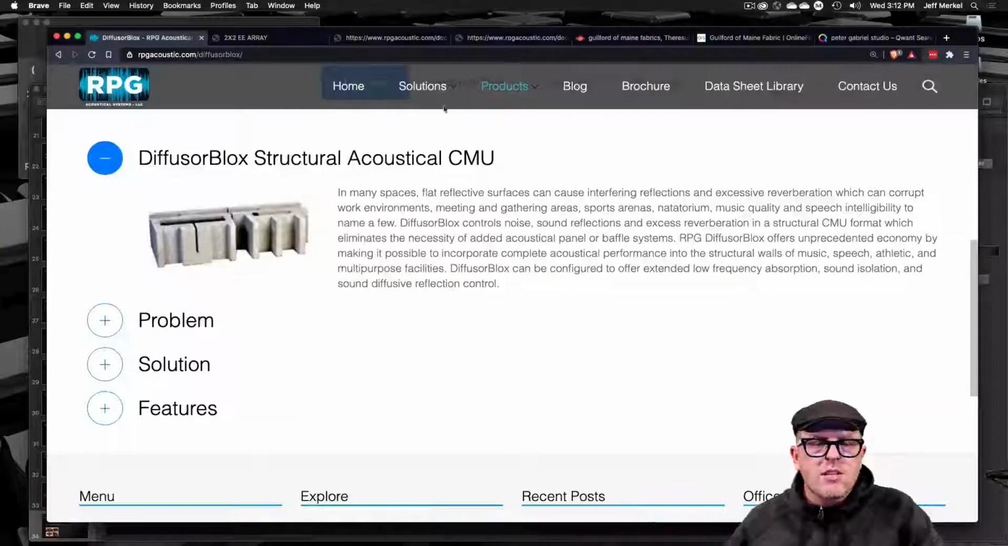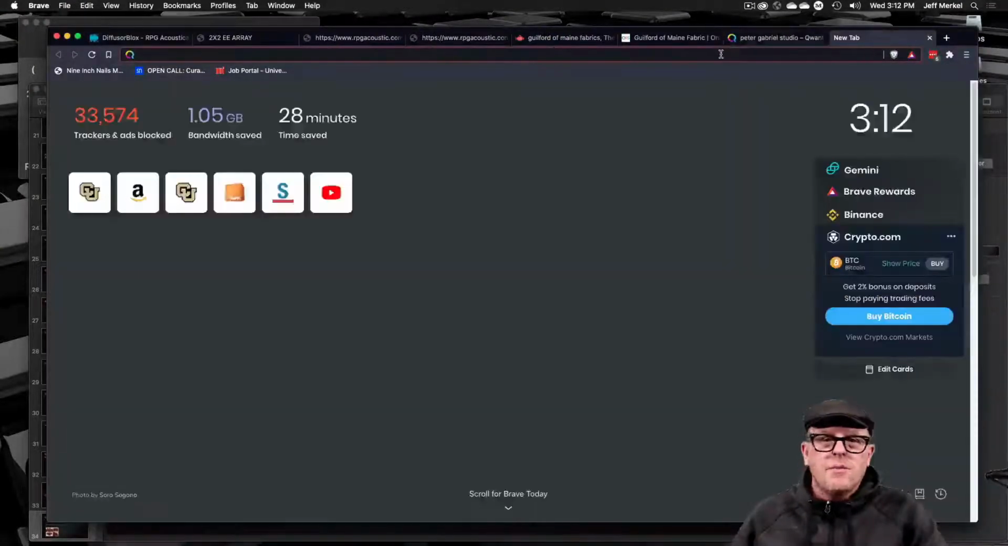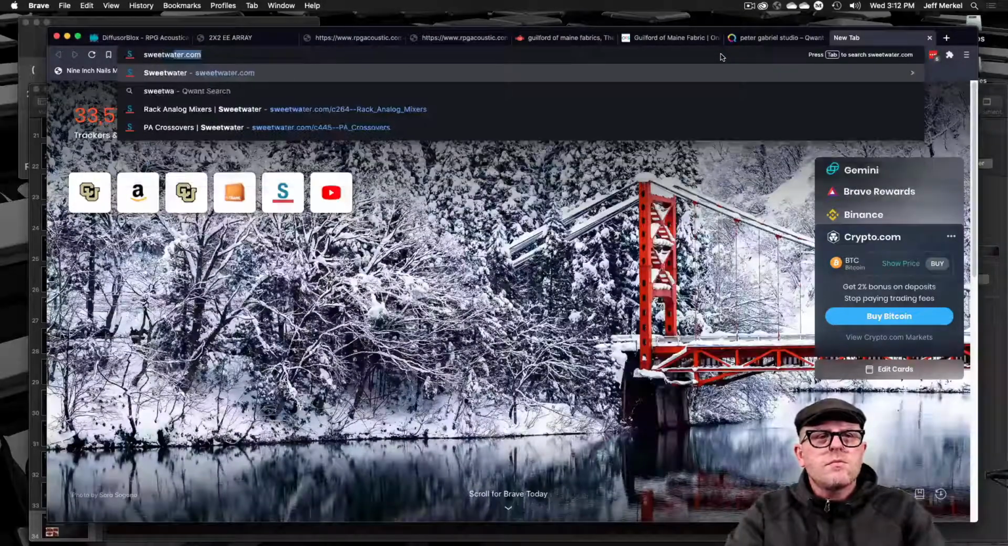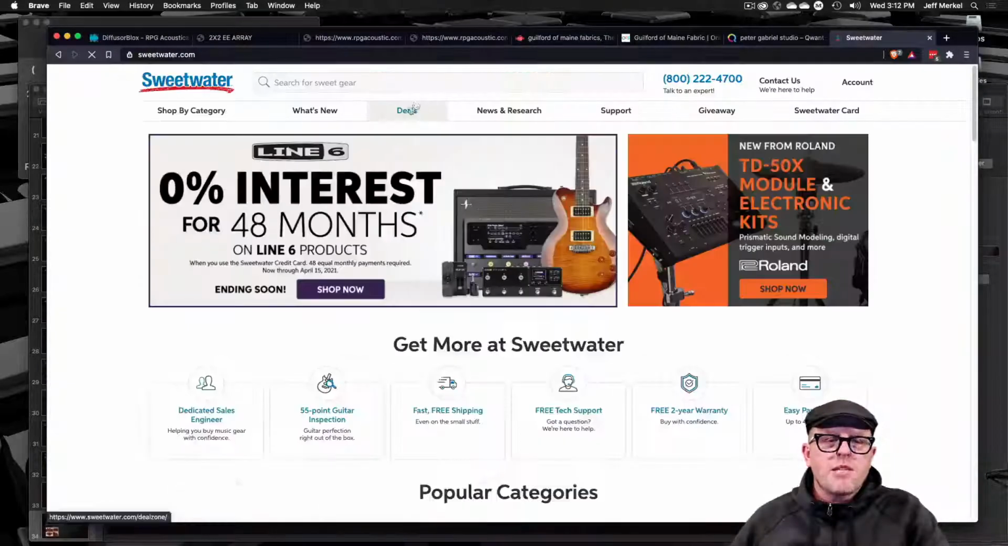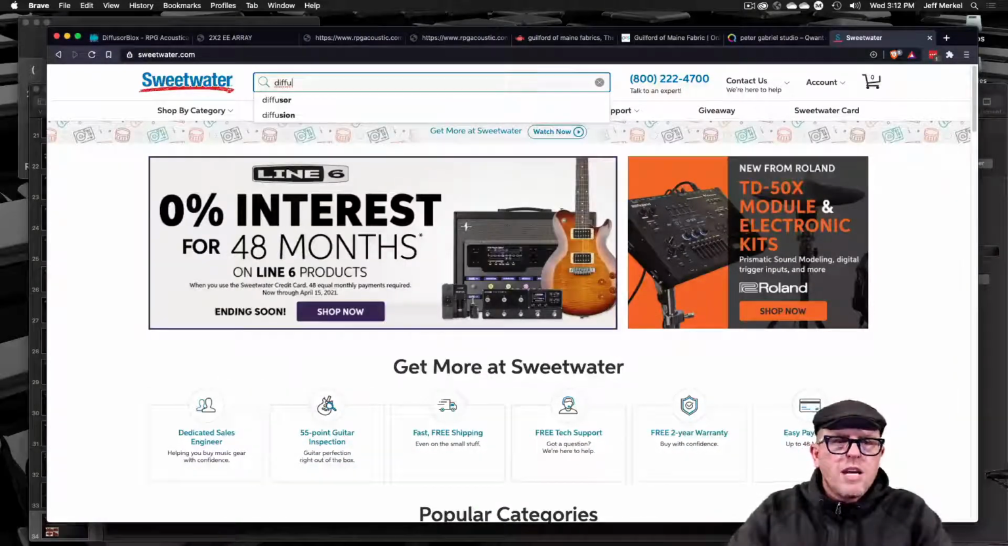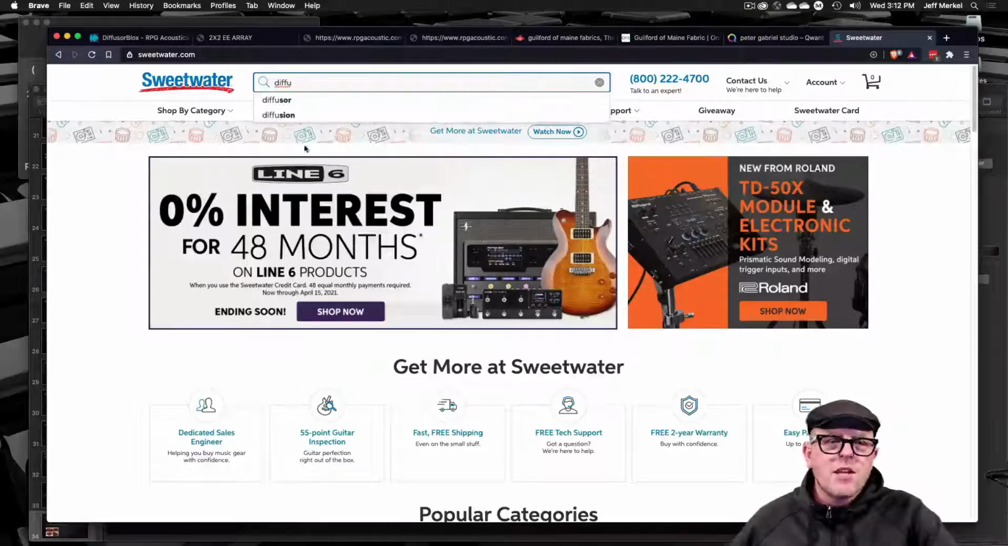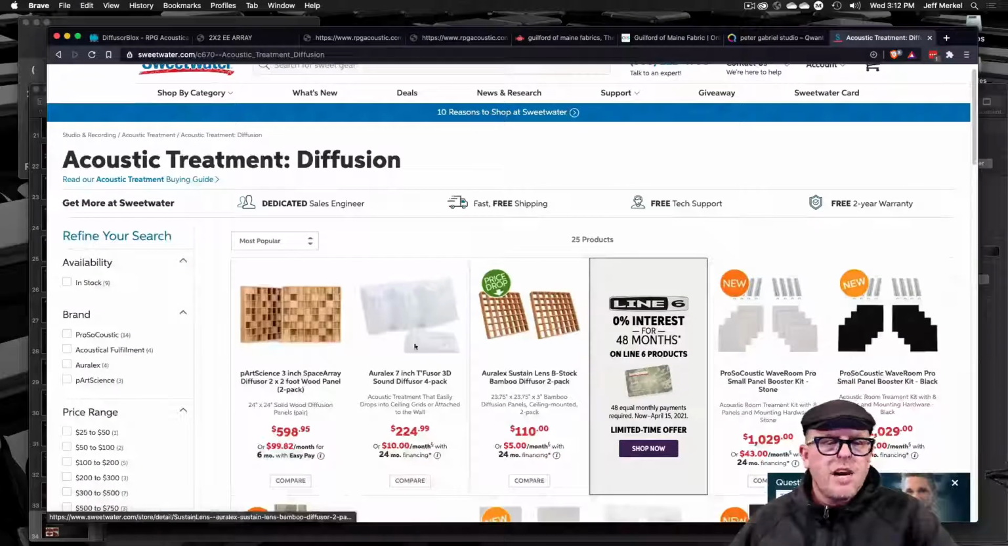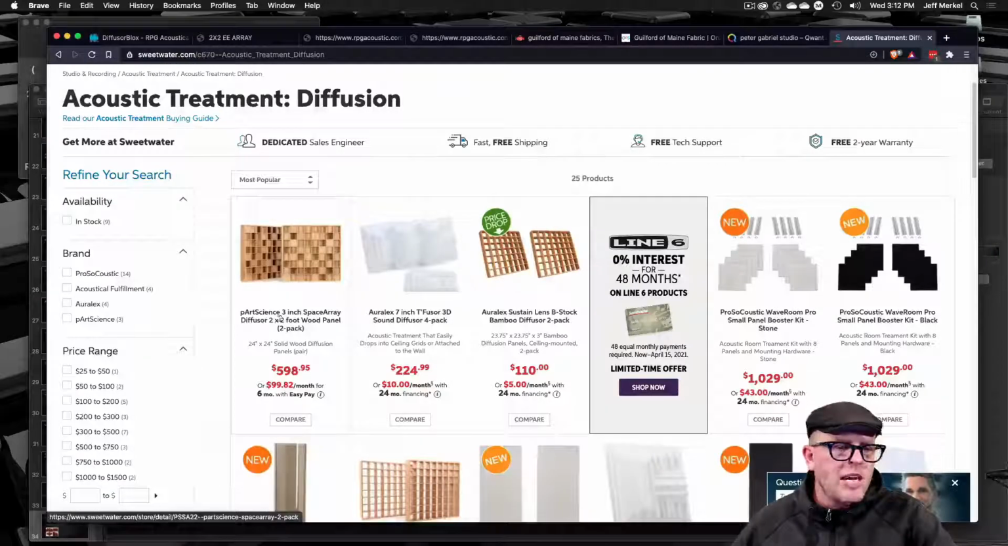So let's just go to Sweetwater for a minute here, and let's look up diffusers and see what they've got there. What's funny is they call them diffusor with an OR, but the book says diffuser with an ER. So it's just strange. Actually, let's look up diffusion. All right, so this is another company called Part Science, a 3-inch space array diffuser, 2 foot by 2 foot. So $600 for two of these, pretty expensive.